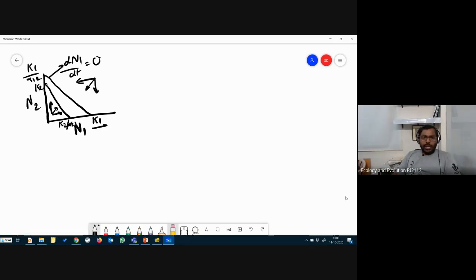Now, what's going to happen in this zone over here? In this zone, we're still below the isocline of species 1, so N1 is going to increase in size, but we are above the isocline of species 2, so N2 is going to decrease, which means that we will go in this direction. Wherever you are in this zone, you will always get only this dynamics, which means that you are always being pushed towards this side.